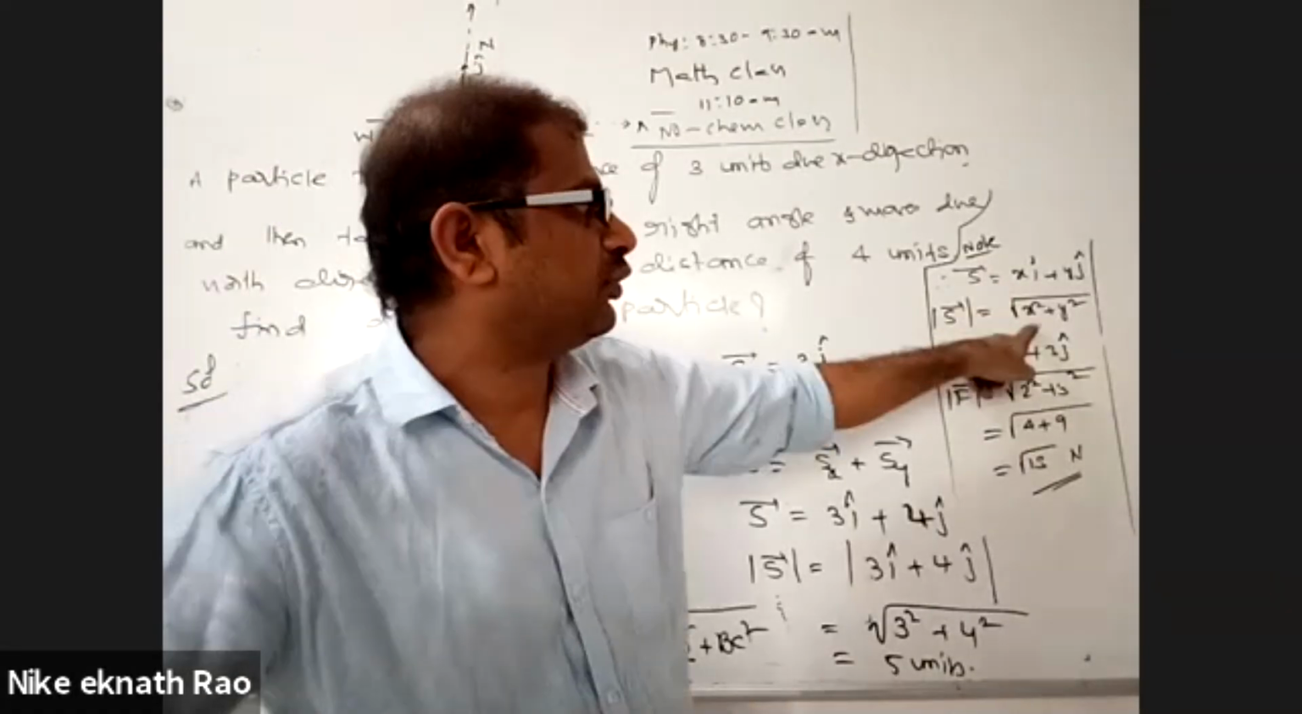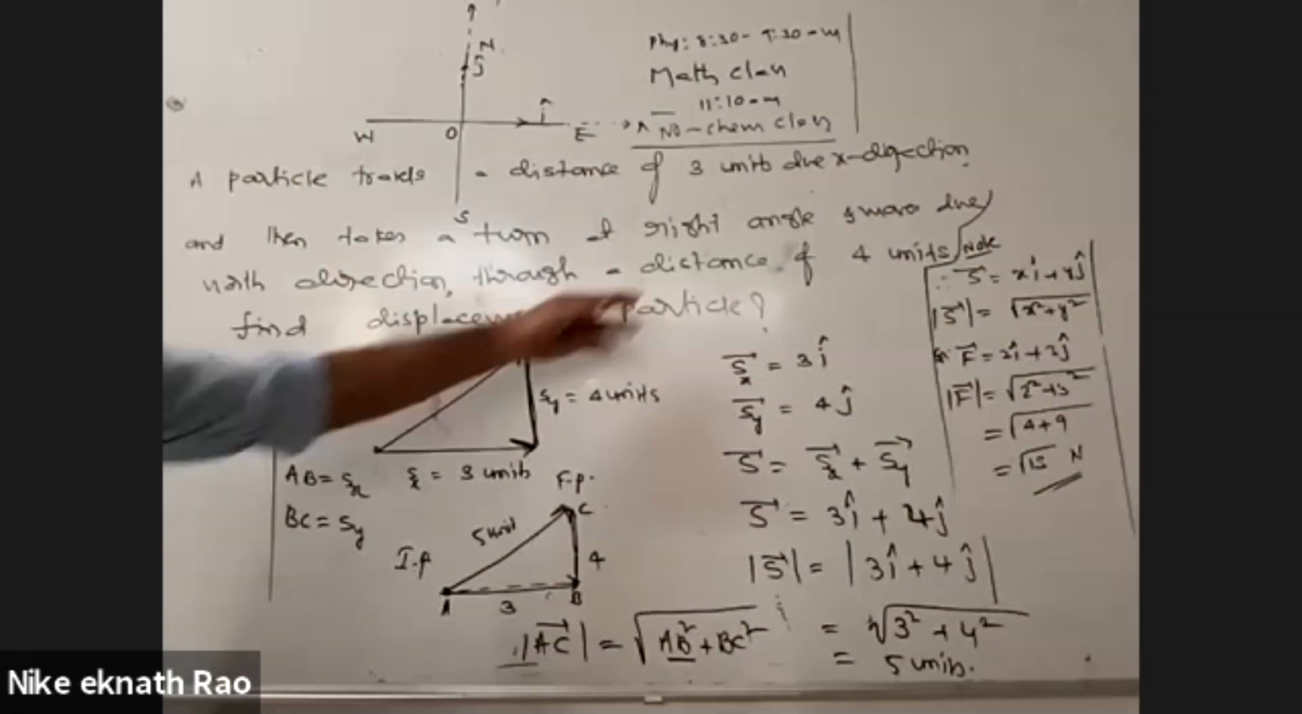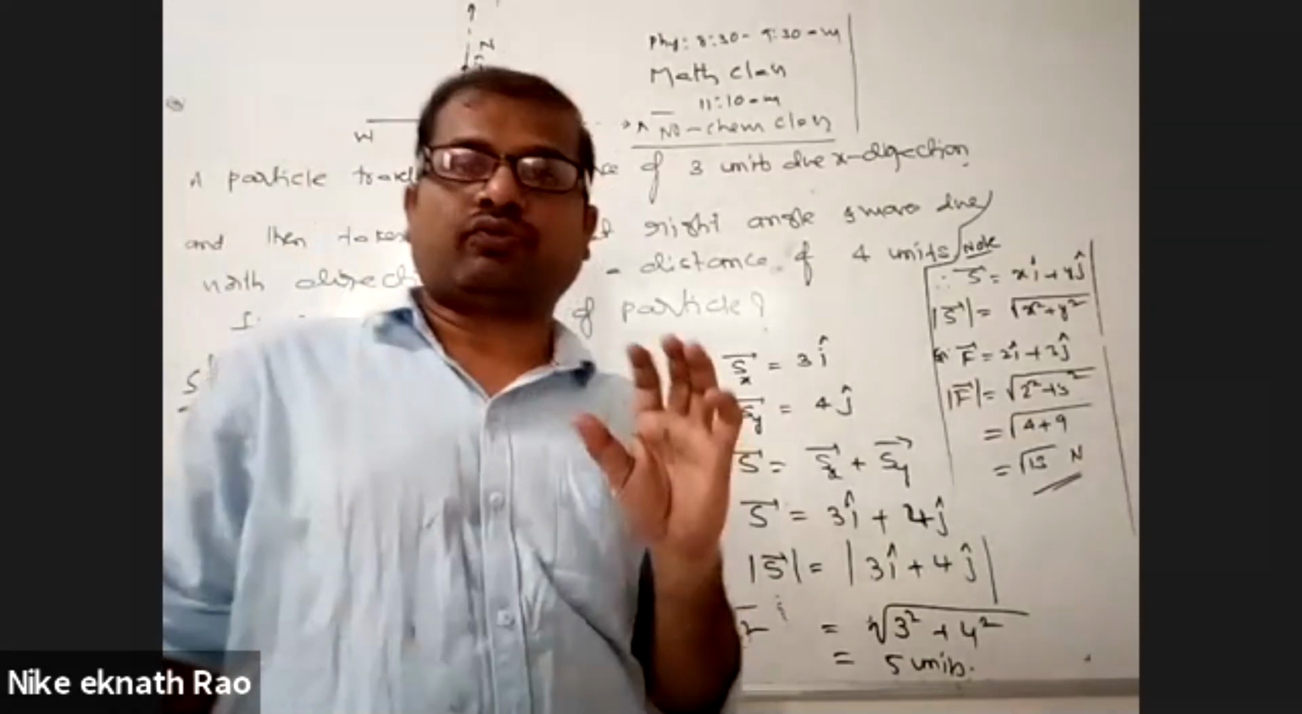The resultant value is given by root of x square plus y square. Make it fast. Now, sir, my next question is about the direction.